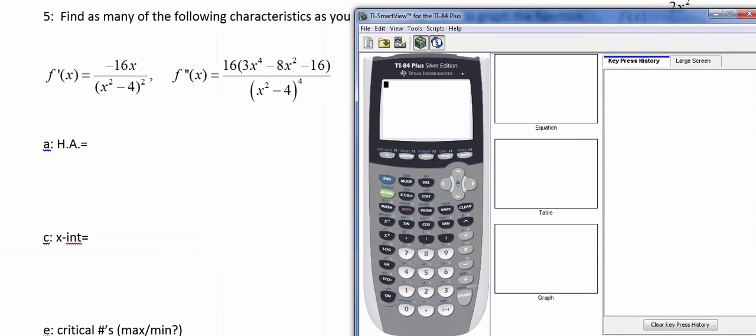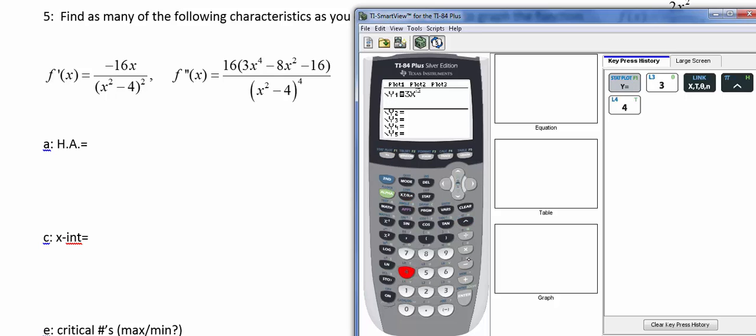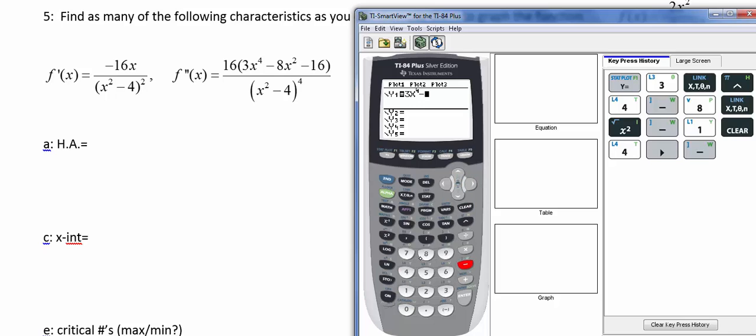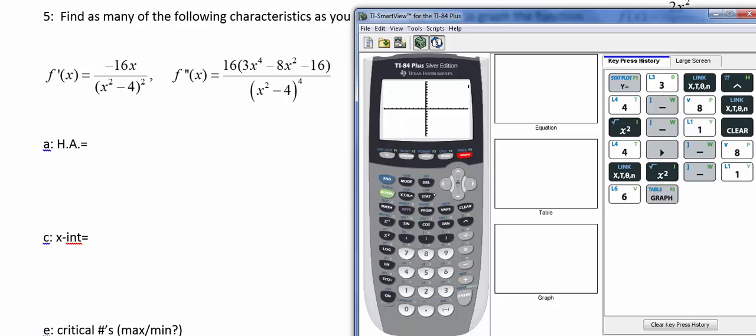So I'm really worried about the numerator, and that's really all I'm going to do. I'm not going to cheat too much. Does this cross 0? So 3x to the 4th minus 8x squared minus 16. Okay, I'm going to graph that.